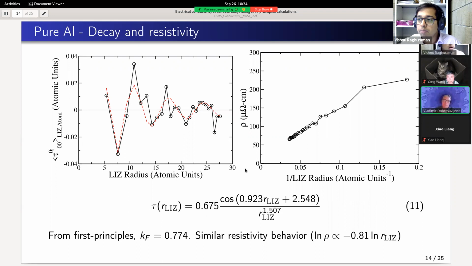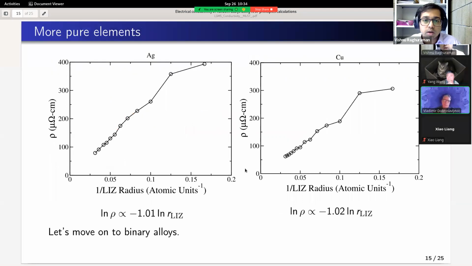We also did pure silver and pure copper, which is again given here. Again, similar-ish behaviors, all going to zero. So we seem somewhat satisfied that it gave expected results for pure elements within our computational constraints. So we thought, before we move on to trying to scale this and make it more computationally efficient, we should probably try some binary alloys, which is what we did.